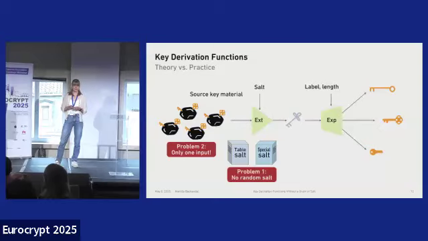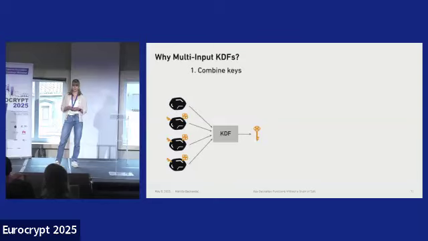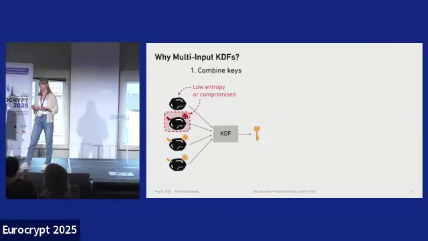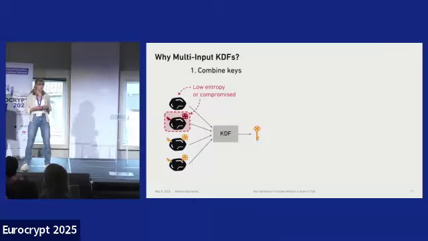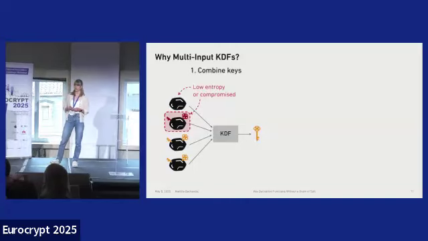So where does this need arise? Well, there are two main reasons. The first is to combine keys. So, for example, some of the source key material might not have high enough entropy, or it might be compromised by the adversary. So if you think about a key exchange protocol like Signal, for example, we have a very strong threat model where the adversary is assumed to be able to compromise some of the keys in the protocol. So in this case, we would really like a KDF that's able to combine multiple source key material inputs such that the derived key is still secure as long as at least one of the inputs has high enough entropy.